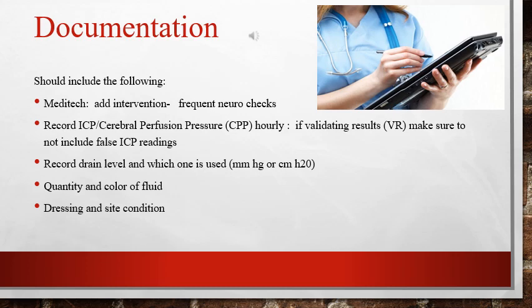You can validate your results, but make sure if you do what we call here VRing, which is pulling your vital signs into the system, that you get rid of the false ICP readings. If you have your system clamped, it's not going to pull in the right data, and you want to make sure you pull the right data into the system. Record what your drain level is at and which one is the measurement. Is it by millimeters of mercury or centimeters of water? Look at the quantity and color of the fluid and your dressing site.